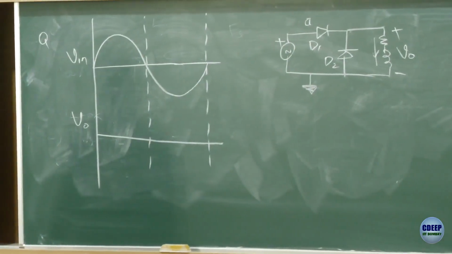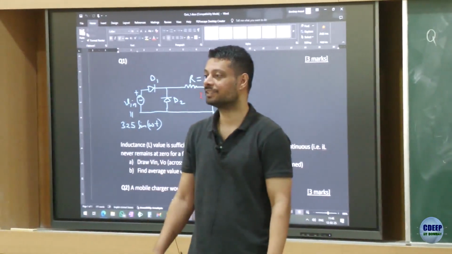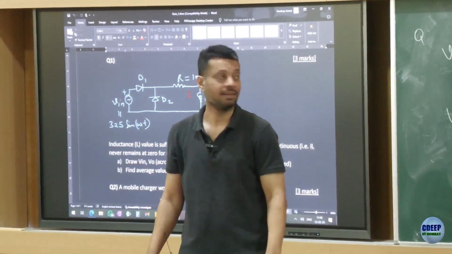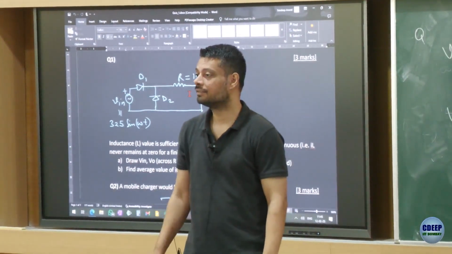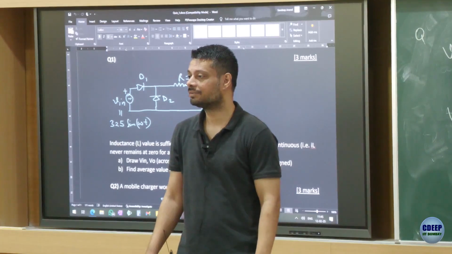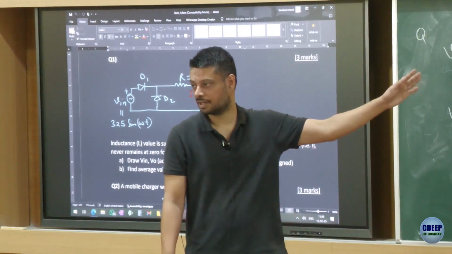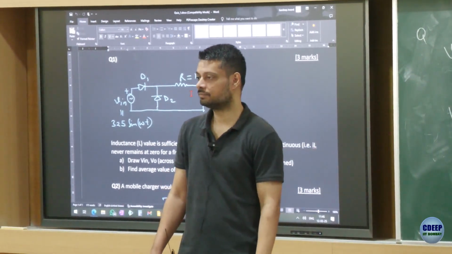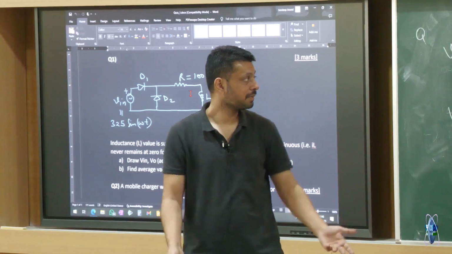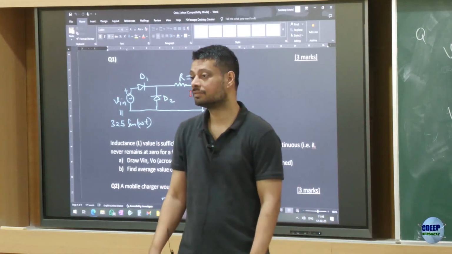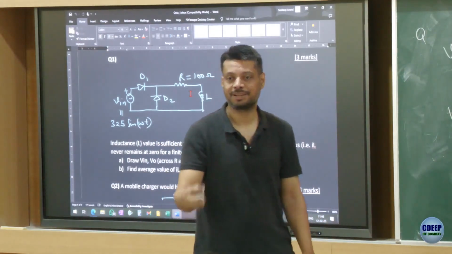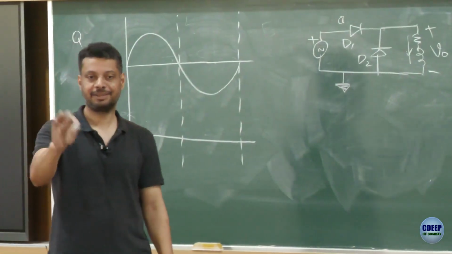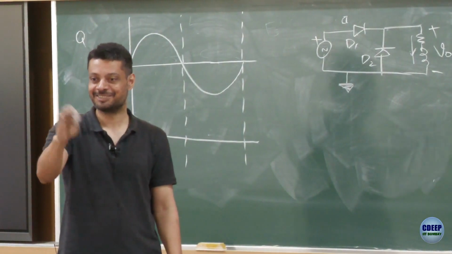Want to add something? Go ahead. Why will D1 conduct? Simple question. Why will D1 conduct in the first half cycle? Current is flowing already. Current is non-zero, so current is flowing in the inductor. Yeah, but how do you know Vin becomes more than this voltage? I have drawn it correct, I think, but wait, we will come there also, don't worry.